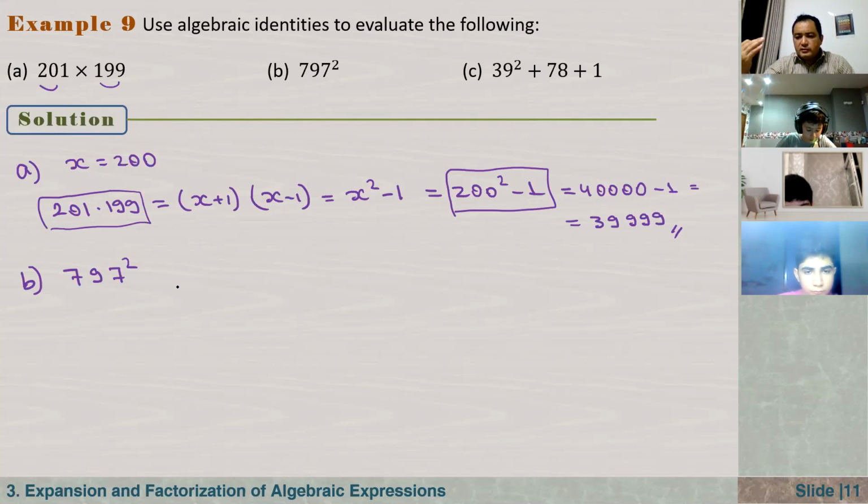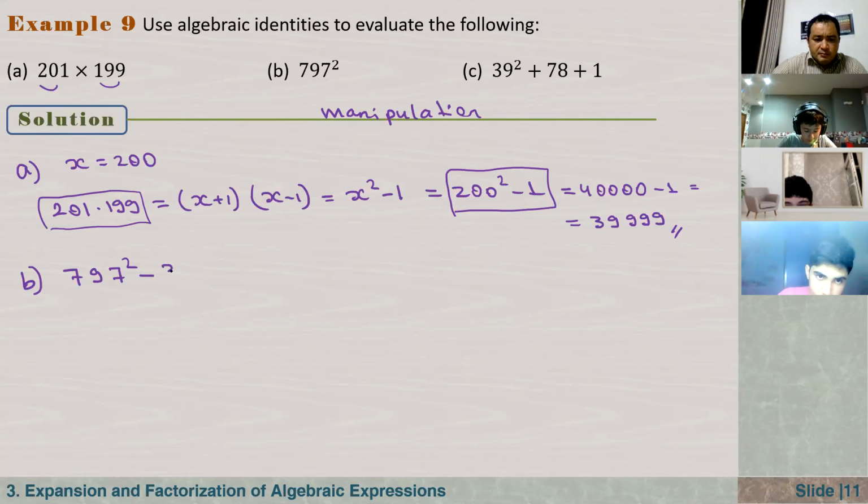What is 800 squared? That is 8 squared, 64. 100 squared, 10,000. So that is 640,000. So again, I'll do some manipulation here. We call this manipulation in math. It's like adding something, subtracting something, multiplying by something, and dividing by something. So I'll just write here minus 3 squared plus 3 squared. And what is this part? As you see here, it is something like a squared minus b squared.